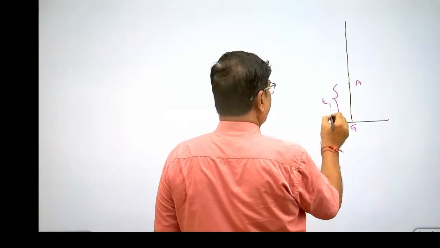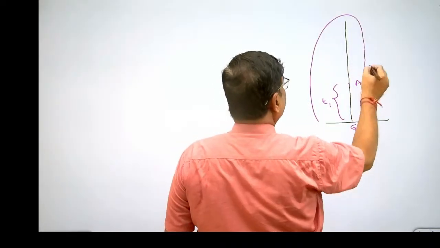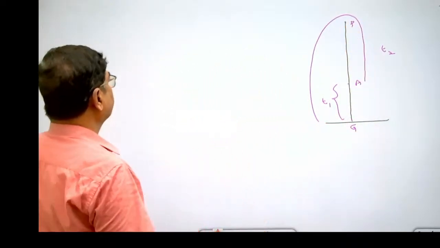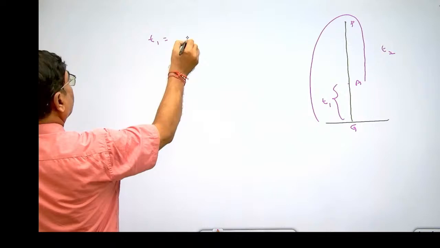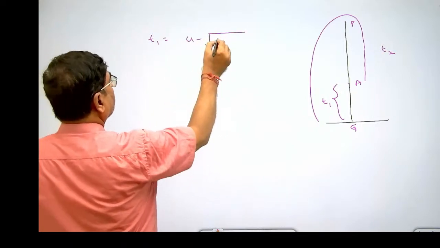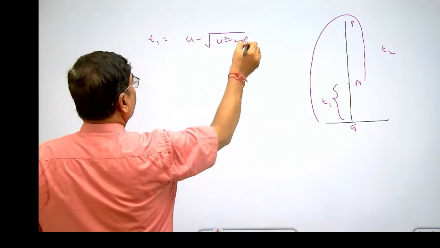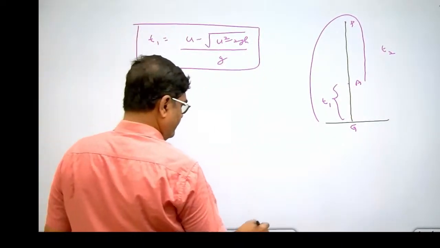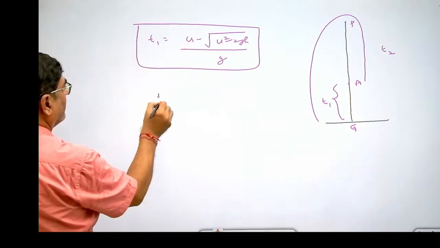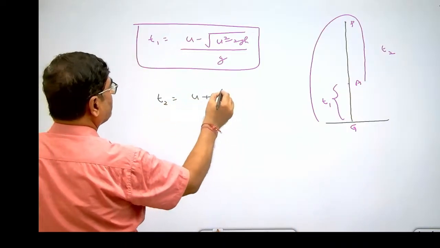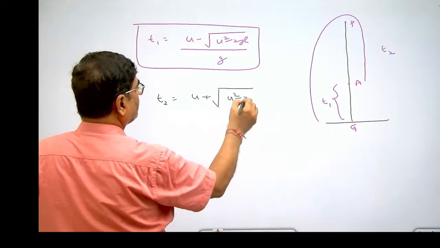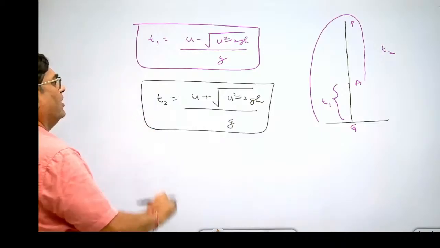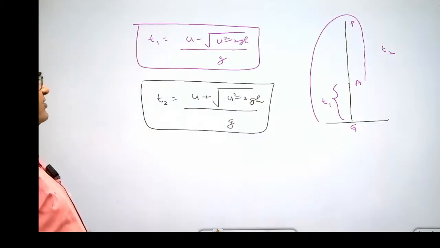Let us see the first value, and let us assume this is the second value. This is the highest point. So dear student, what is T1? T1 is u minus under root u square minus 2gh upon g. And what is T2? T2 is u plus under root u square minus 2gh upon g. Now very interesting results you are going to see.